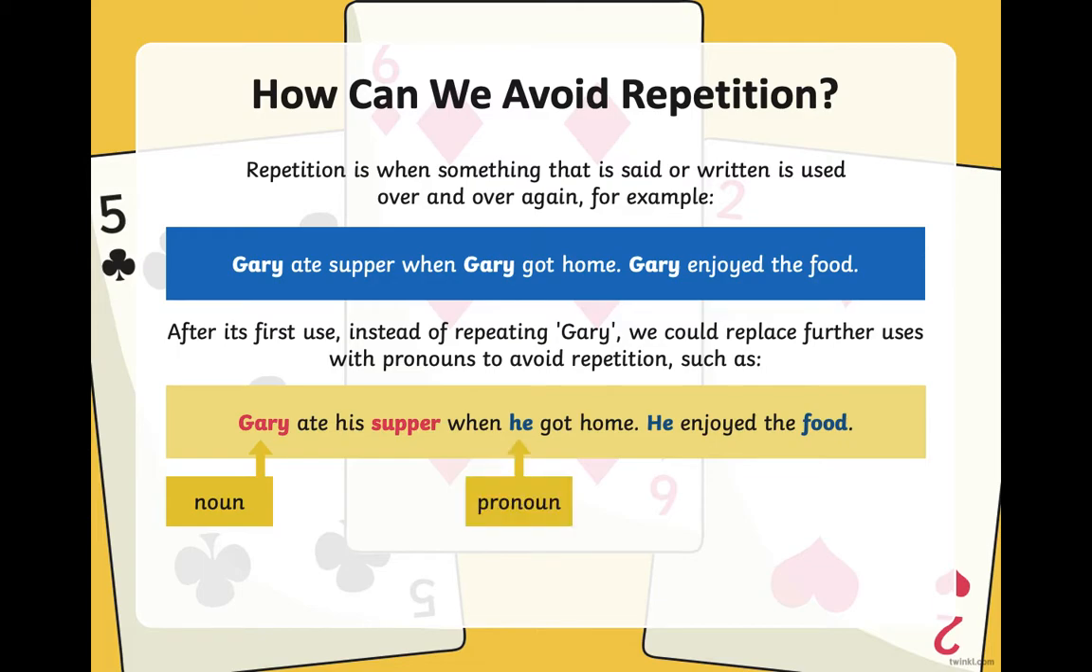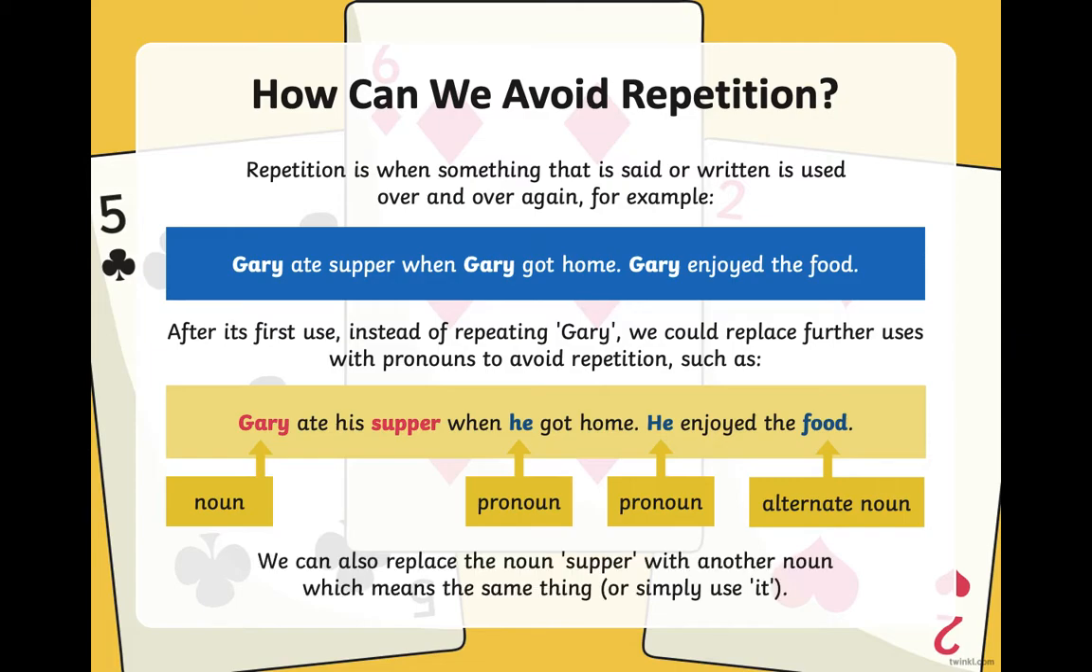So here we are, we've got the noun Gary, the pronoun he, which replaces Gary, so we don't have to say Gary twice in the same sentence. He again, and then food is the alternate noun that they've used for supper. So we can say Gary ate his supper when he got home, and instead of saying he enjoyed the supper and repeating the word supper, we've used the word food. Or you could just say it. So we've transformed that first sentence, Gary ate supper when Gary got home, Gary enjoyed the food, into Gary ate his supper when he got home, he enjoyed the food.